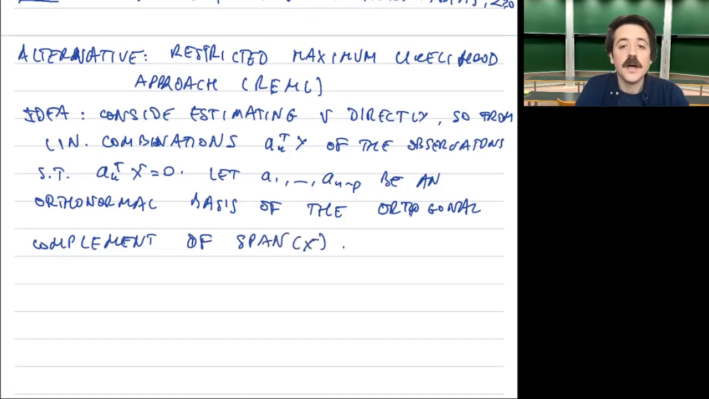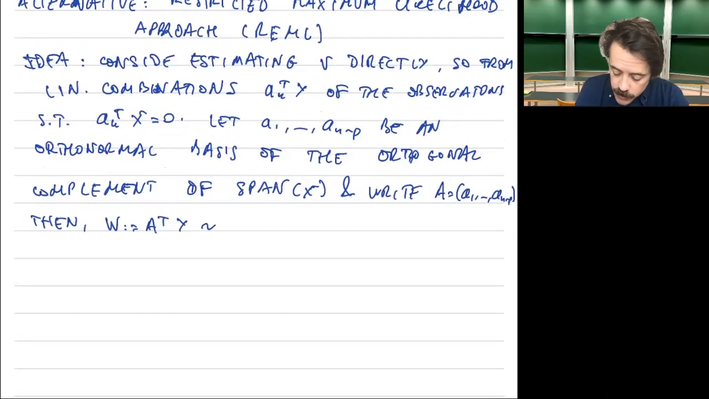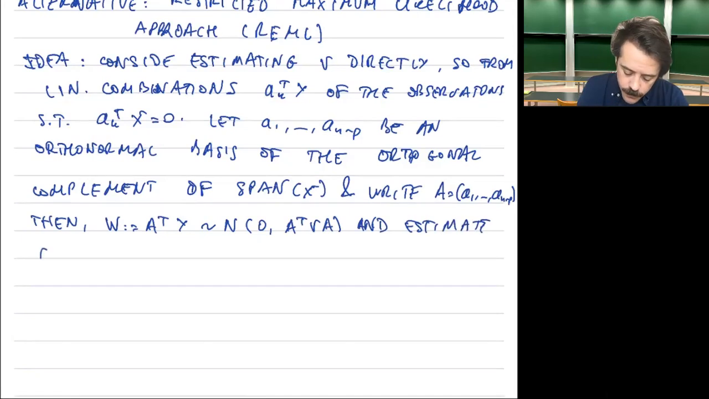Then let's write A equal to these vectors. What we can do is what I just said in words, which is that we can take this set of values W, which is of course distributed according to a normal distribution with zero mean, because now we killed the mean, and in the variance, we're going to have this here. And so we can estimate this by maximum likelihood estimation.